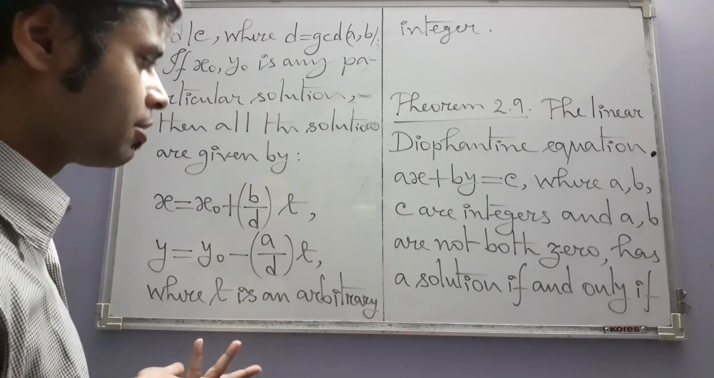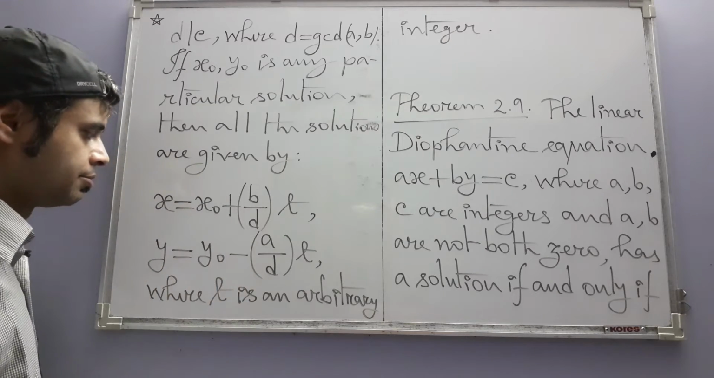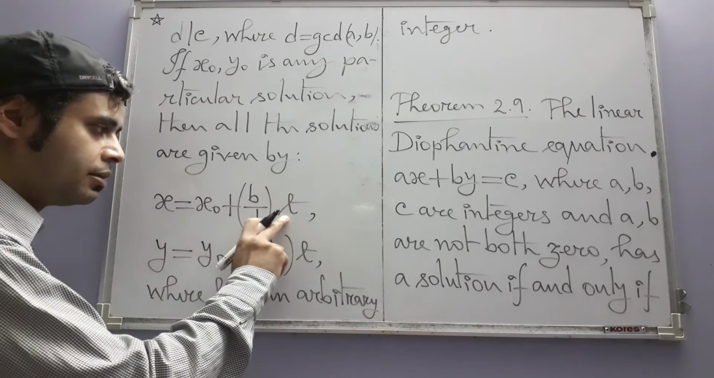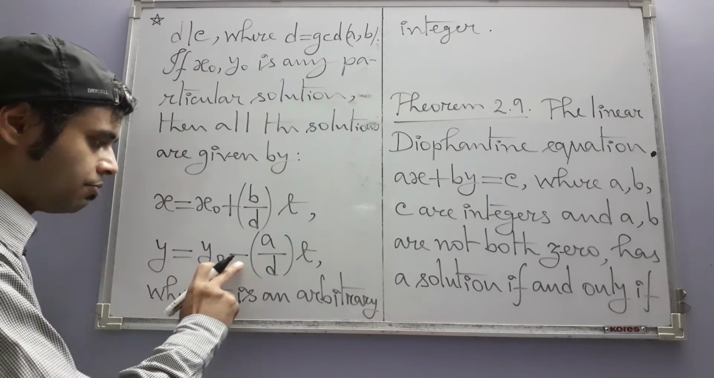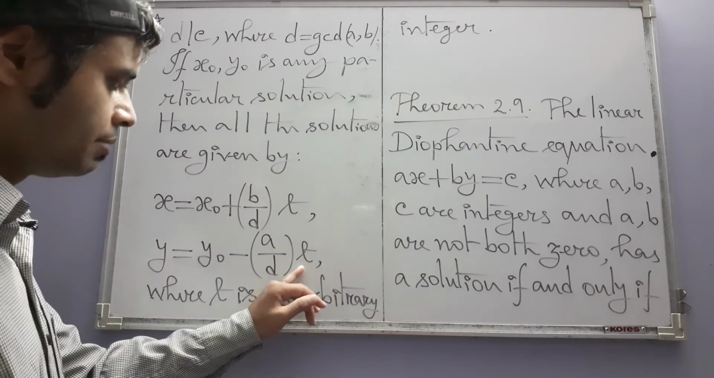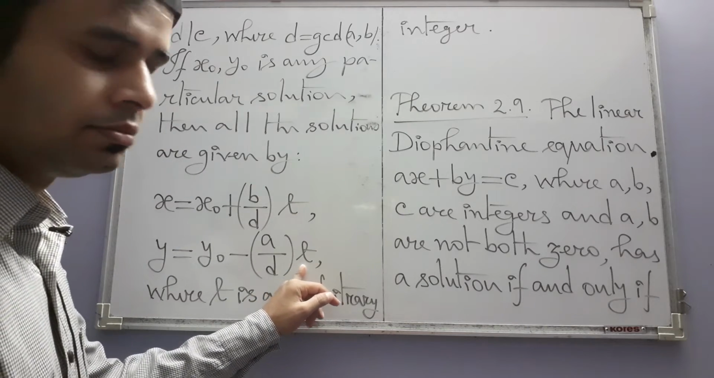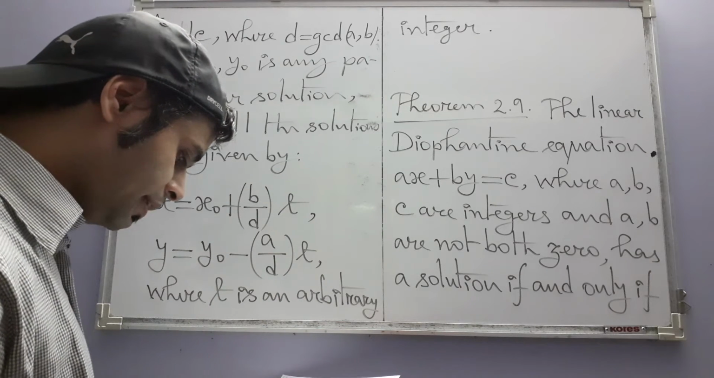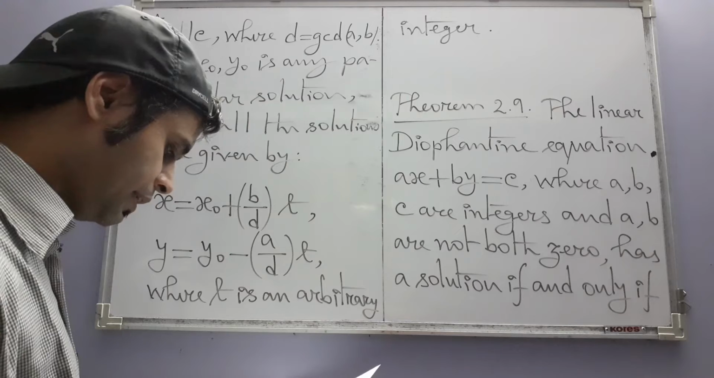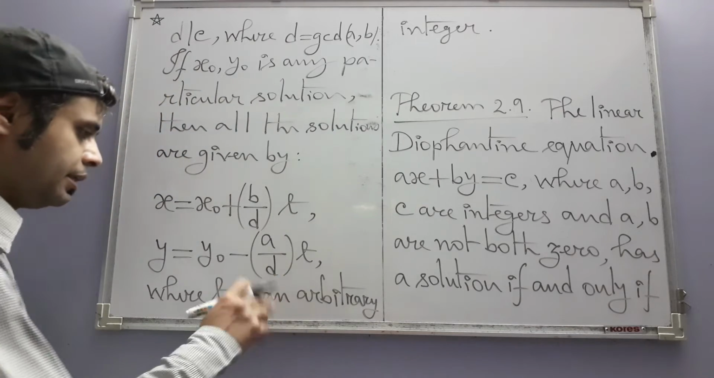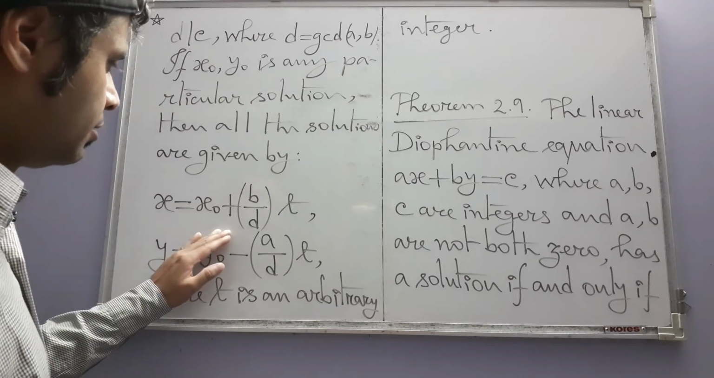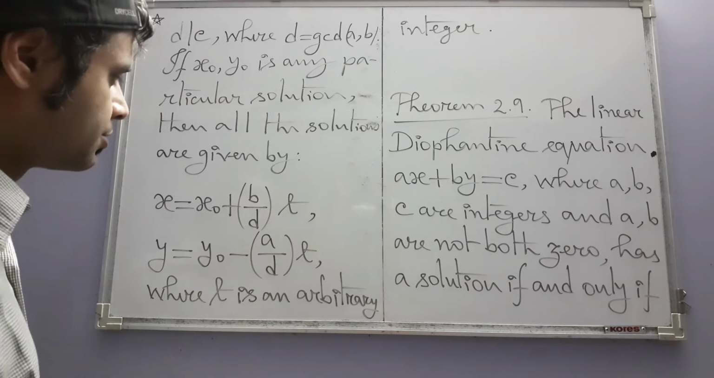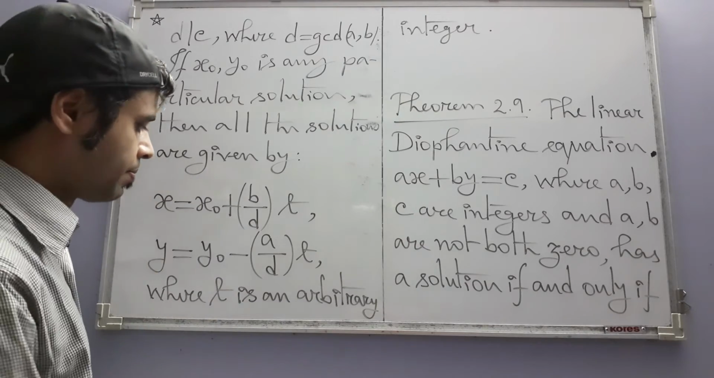Now what are all the solutions? All the solutions look like this, where the x part looks like this: x naught plus b divided by d times t, and y looks like this: y naught minus a divided by d times t, where t is an arbitrary integer. Is t given to be positive? No, nothing like that is given. T is any integer.